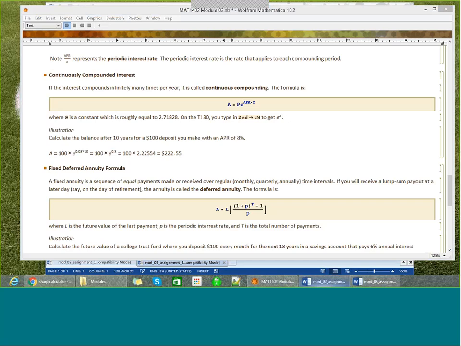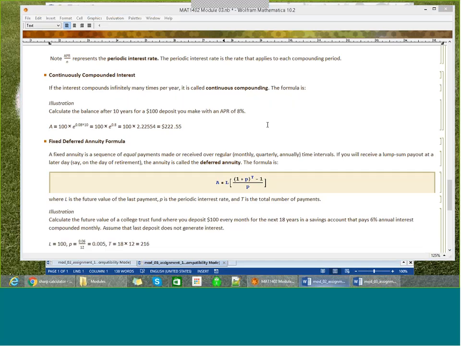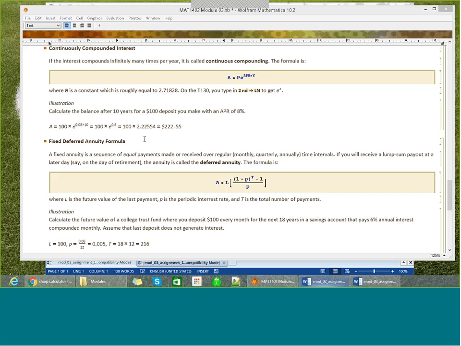Okay, sounds good. So this one's a little tricky to do, so I recommend you try this first. Let's say you're doing the interest rate calculation for 10 years after a $100 deposit with the APR of 8%. Typically people get confused on this part. What you should do is multiply the APR times y. In this case, 0.08 times 10, which is 0.8.